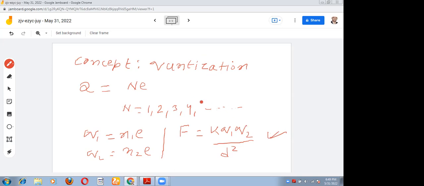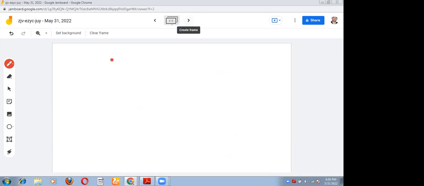Okay, so here we have the force F is equal to K Q1 Q2 upon D square. Till now you both understood. There is nothing new in that. This formula you both know: F is equal to K Q1 Q2 by R square, right? Now, what we will do? We will put the values. F is equal to K. Value of Q1 can be N1 into E, and value of Q2 is N2 into E.